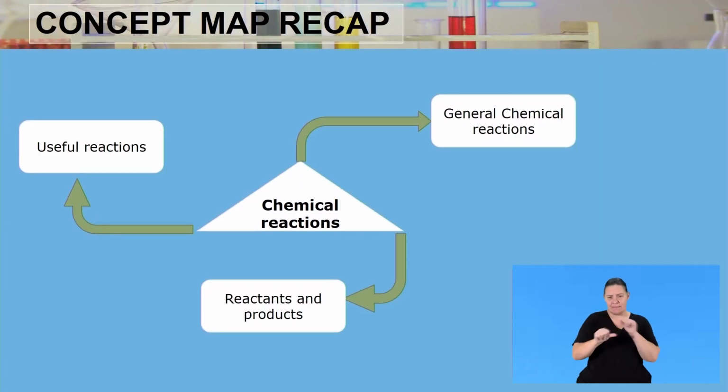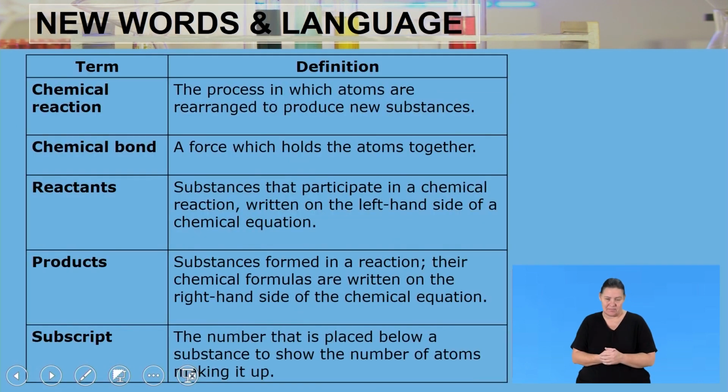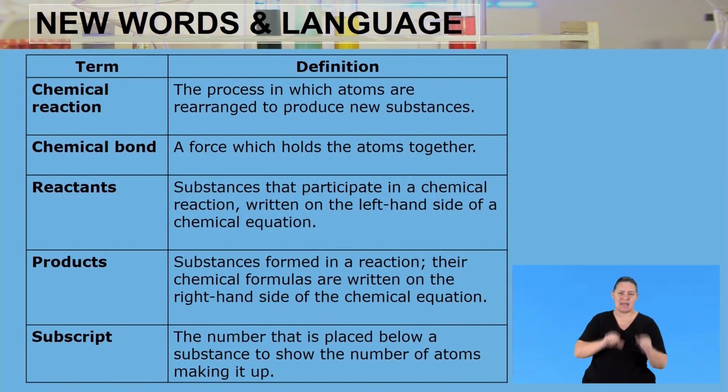So now let's do a quick recap. We were looking at chemical reactions, and within that, we were looking at the general chemical reactions. We went on further to look at reactants and products, and then lastly, we looked at the useful reactions that are useful to everyone around us. In this lesson, we used words such as chemical reaction, chemical bond, reactants, products, and subscript. So those are the words that we used throughout this entire lesson. I'm sure you took note of those words as we were using them.